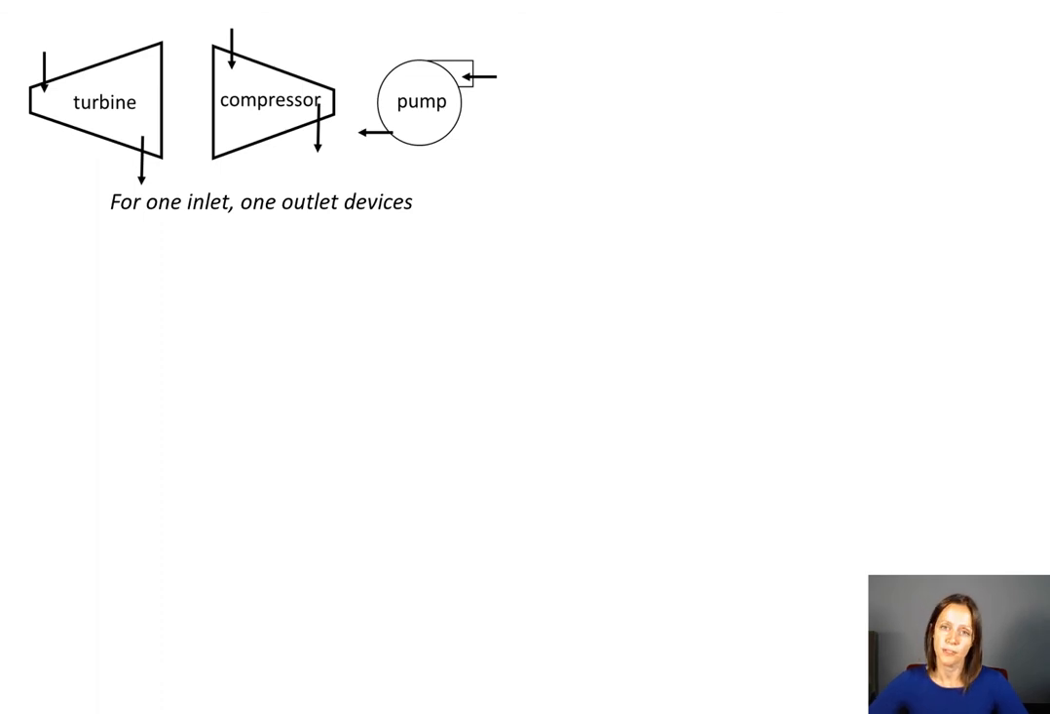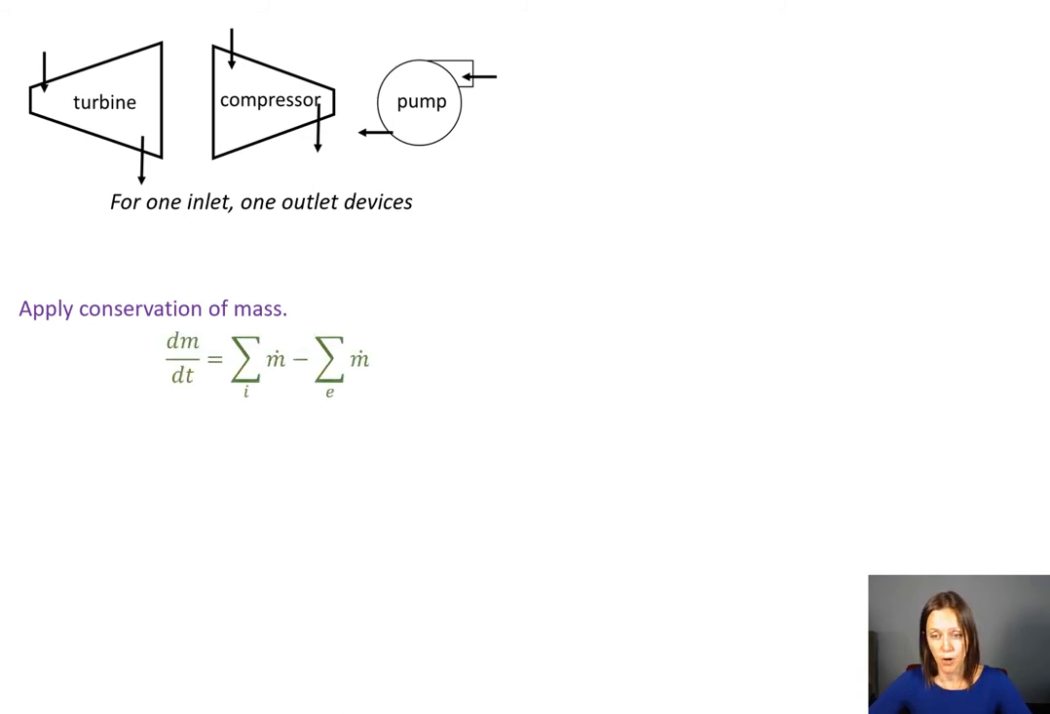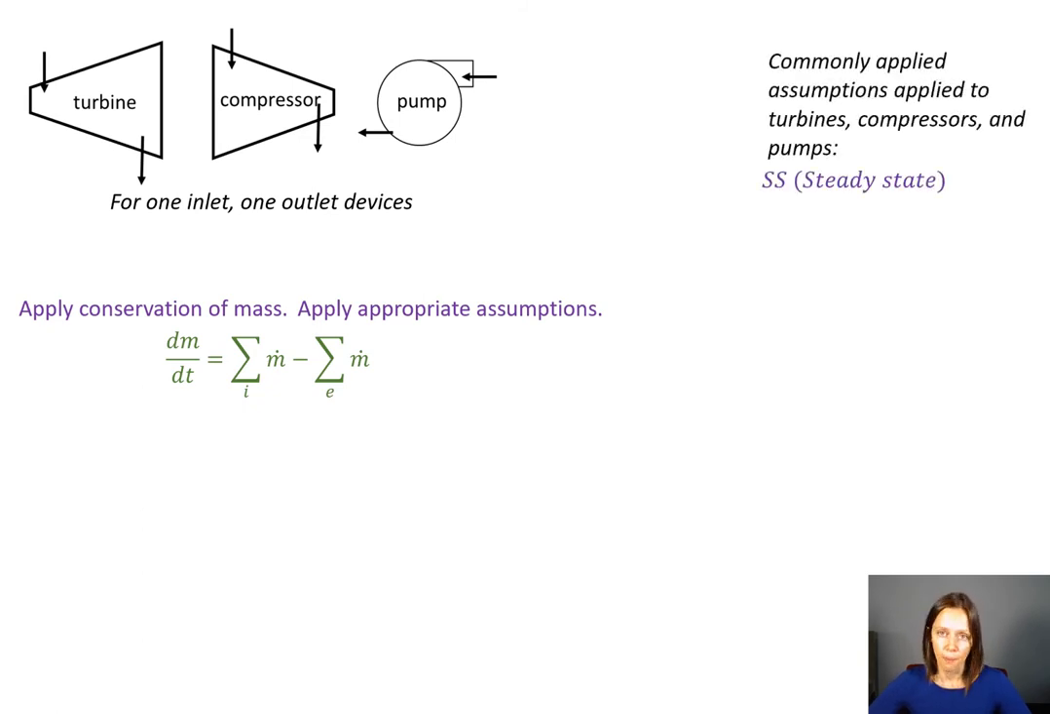All right, so let's analyze these devices. This is an analysis for a turbine, a compressor, and a pump for one inlet and one outlet. We'll work some problems in this class for turbines with multiple outlets, and those will be analyzed just a little bit differently. So one inlet, one outlet devices first. First thing we're going to do is apply our conservation of mass. So here's our conservation of mass, and now I'm going to apply some appropriate assumptions. Number one, I'm going to model this as steady state just to make my life simpler. And like I said, most of the problems in this class are going to be steady state processes.